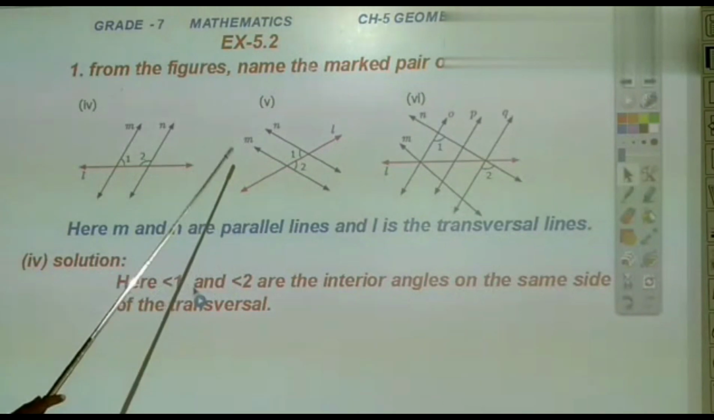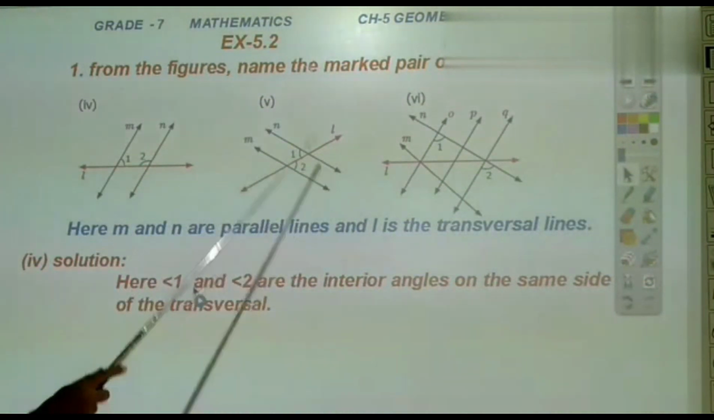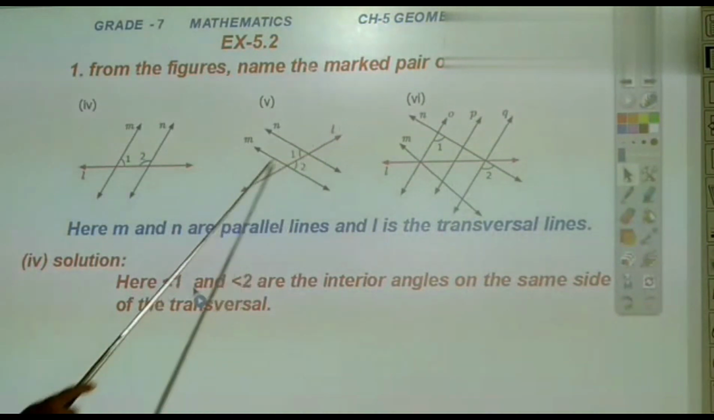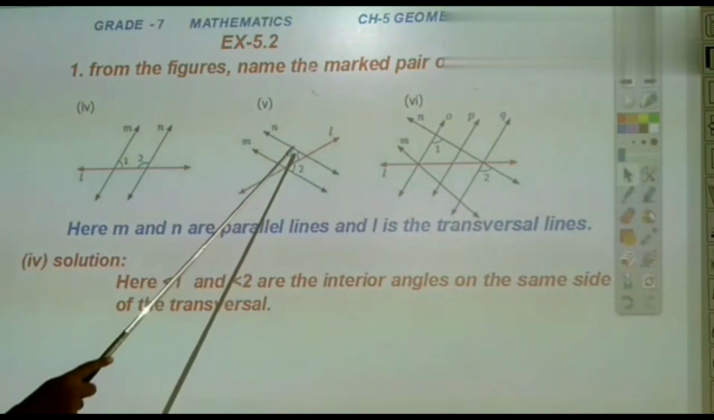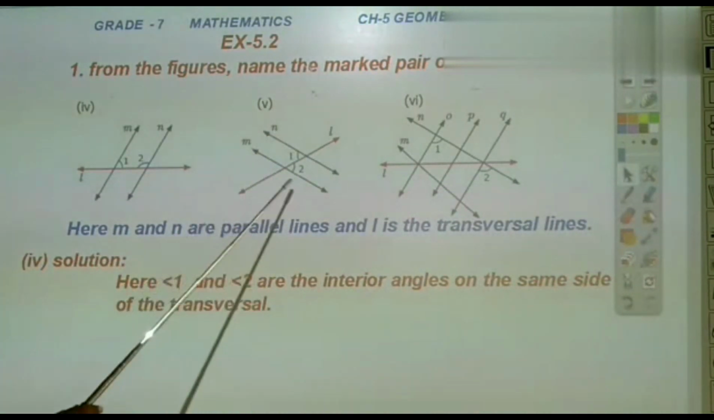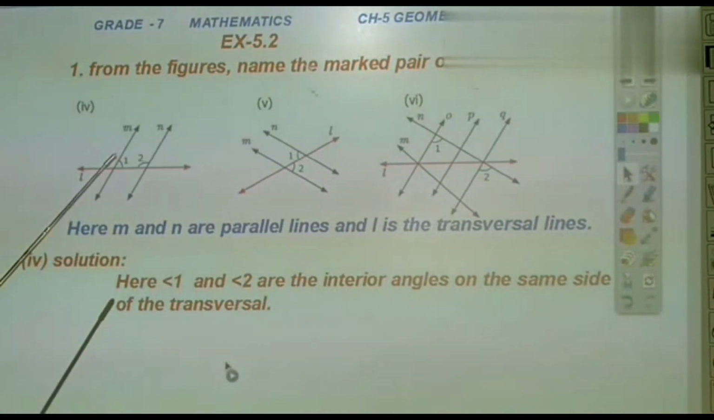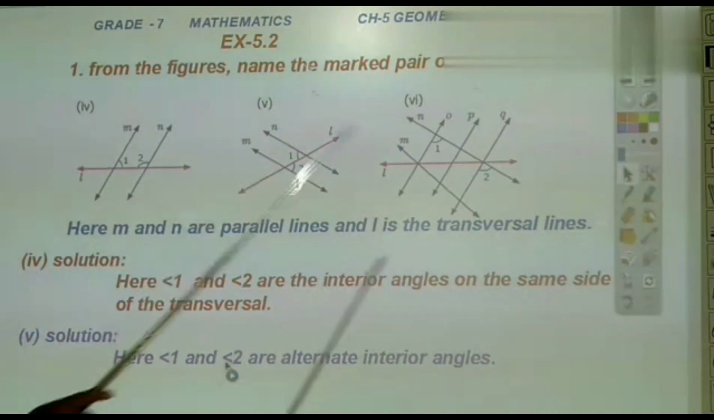Shall we go for option 5, children? Yes. Here also the same thing. M and N are parallel lines and L is the transversal line. The transversal line intersects the parallel lines at two distinct points. Angle 1 and angle 2 are interior and both are opposite to each other. Let's see the solution, children. Here angle 1 and angle 2 are alternate interior angles. Shall we go for the next sum, children?